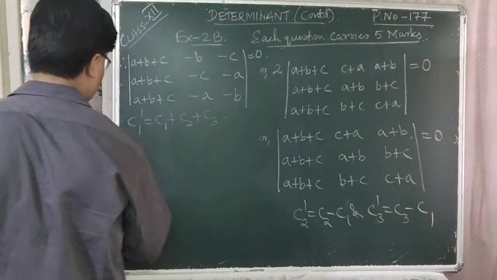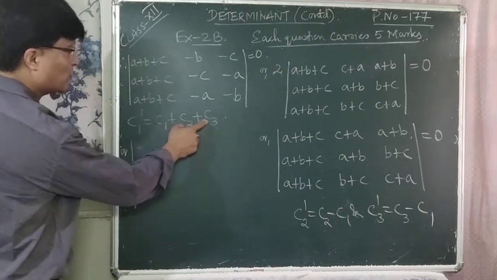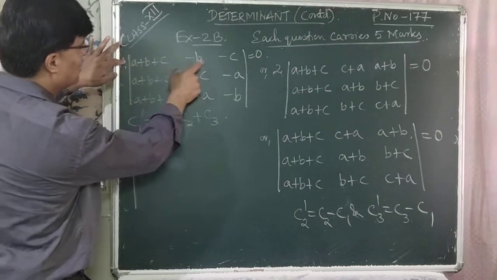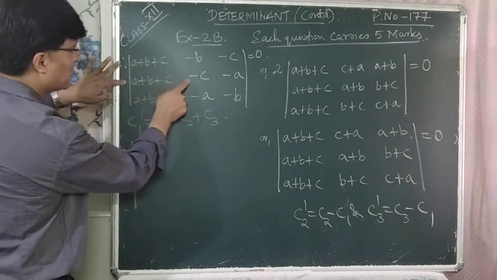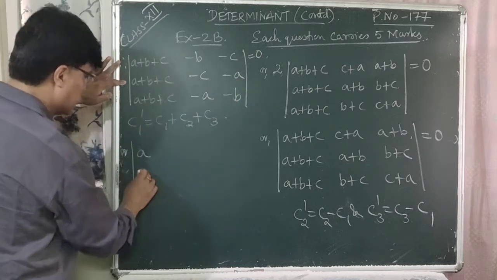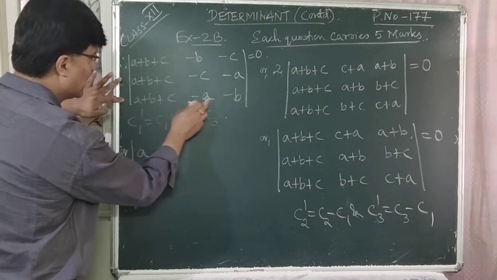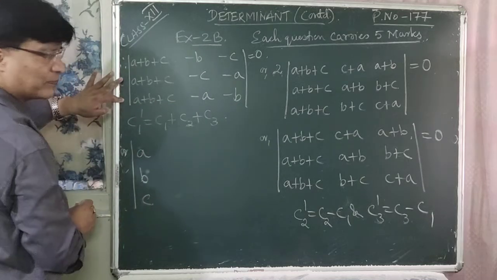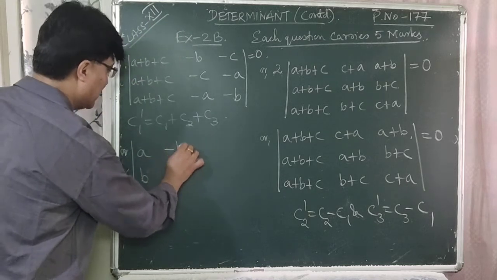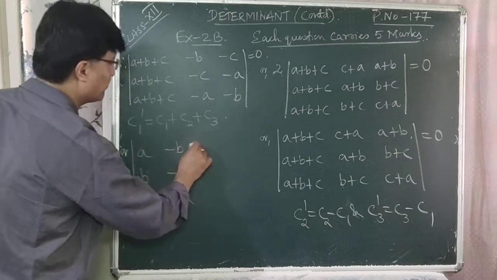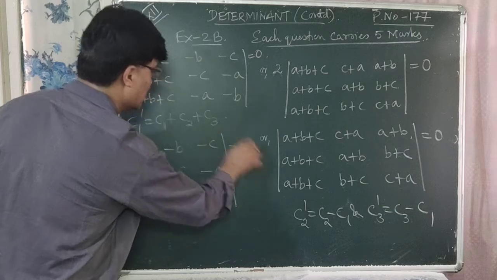So next, now C1 plus C2 plus C3, that is column 1 is changing. A plus B minus C, BC gets cancelled, you will get only A. Here also, A plus B plus C minus A, AC gets cancelled, you will get only B. A plus B plus C minus B, A gets cancelled, BB gets cancelled, you will get only C. Then the second column and the third column remain the same: minus B minus C, minus A minus C, minus A minus B, which is equal to 0. Is it clear now?